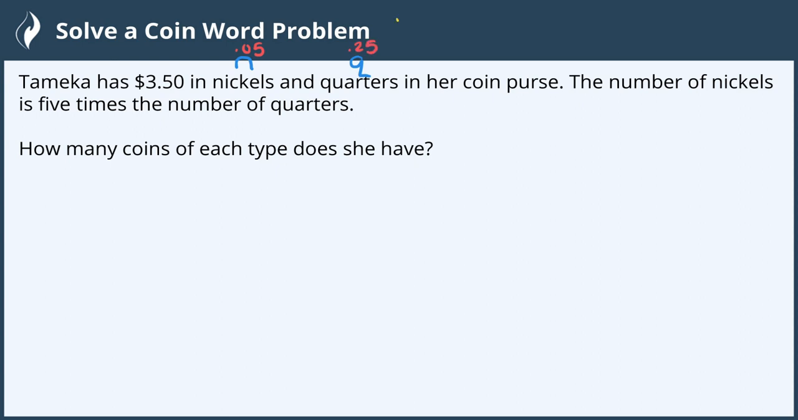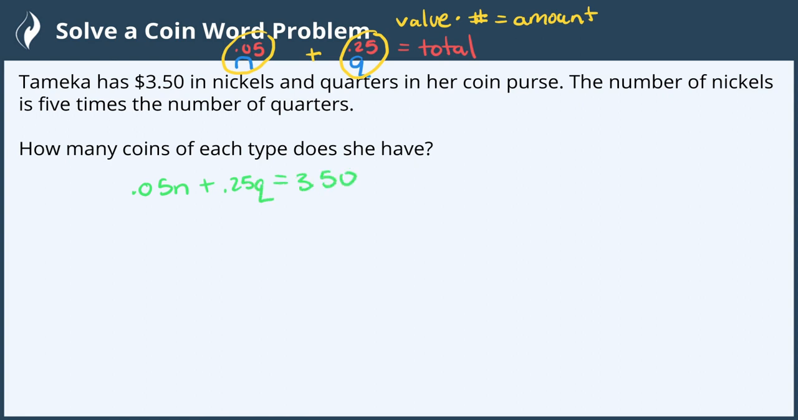If we take the value of the coin and multiply it by how many we have, we'll get the amount for each of the coins. If we multiply 0.05 times N and 0.25 times Q, we'll get the amount for each of those. If we add those amounts together, we will get the total, which is $3.50. So this is our first equation: 0.05N plus 0.25Q equals $3.50.